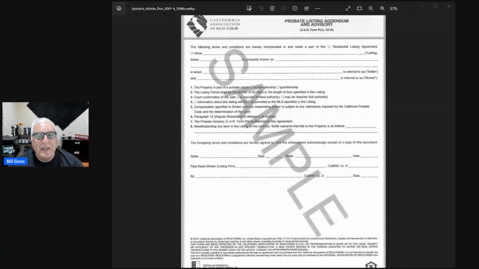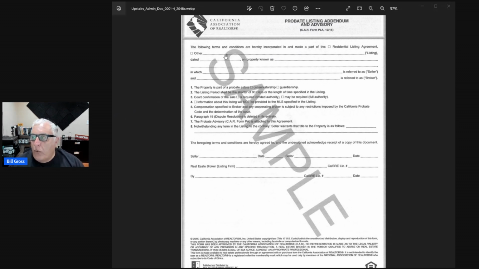The biggest mistake I see in agents' MLS listings is they'll say that court confirmation is not required. That's not the proper verbiage, because you don't really know if it's not required. What do I mean by that? Let's take a look at the residential listing addendum, the probate listing addendum and advisory. That's the addendum to the residential listing agreement.